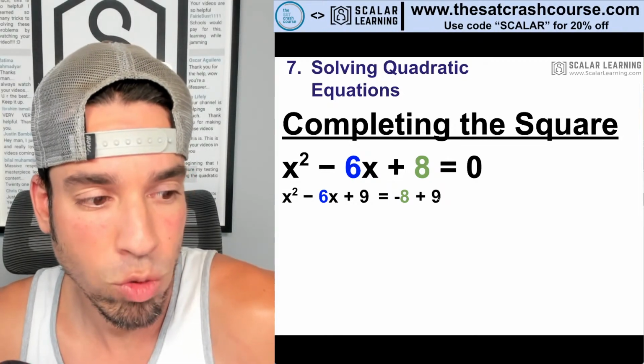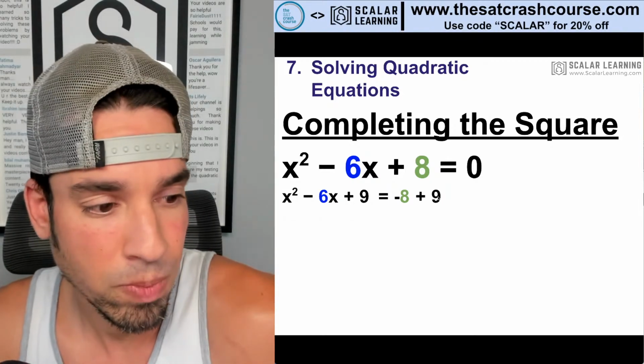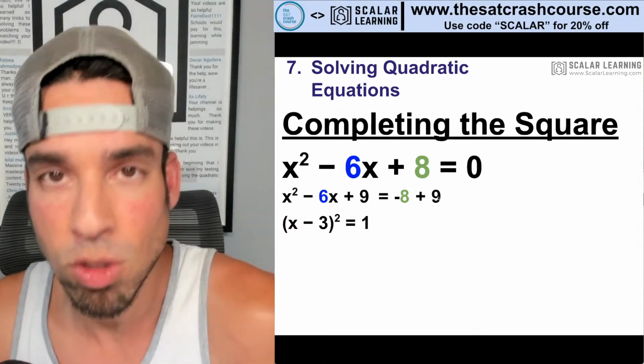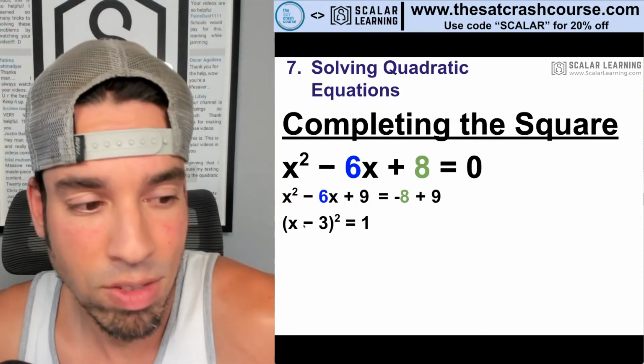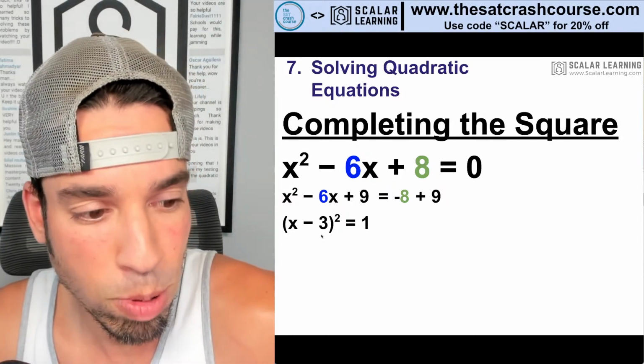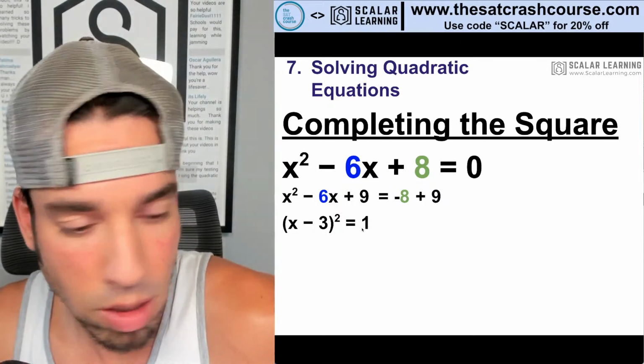What is x squared minus 6x plus 9 factored? Well, that's easy, right? It's x minus 3 times x minus 3. What two numbers multiply to 9 and add to negative 6? Negative 3 and negative 3. Hence this perfect square. And then we have a 1 on the other side.